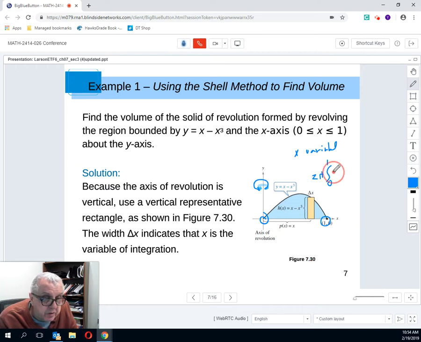And x is our variable, so we're going to do x and then times our height. And our height is always going to be the equation, right? No matter what x we pick, we're going to find our height. If we find an x here, we'll find our height here. So it will be x minus x^3. So this is the setup for this particular problem.